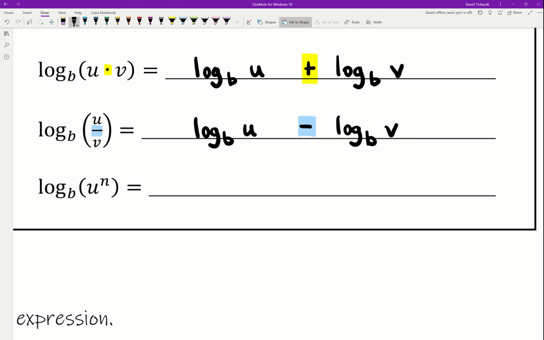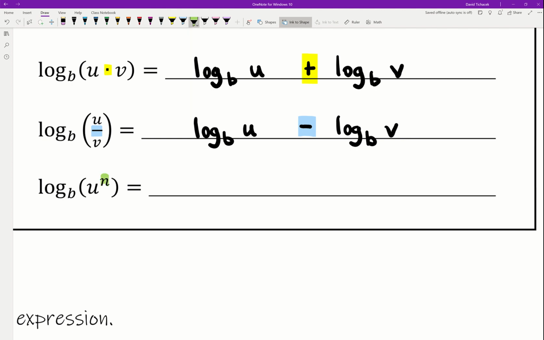Those first two rules are very similar to each other. They follow the same general pattern, so those are pretty easy to remember. That last rule is a little bit unique because you can see that I'm taking a single log of something that I'm raising to a power, a log of an exponential, you might say. And so this rule is pretty unique.